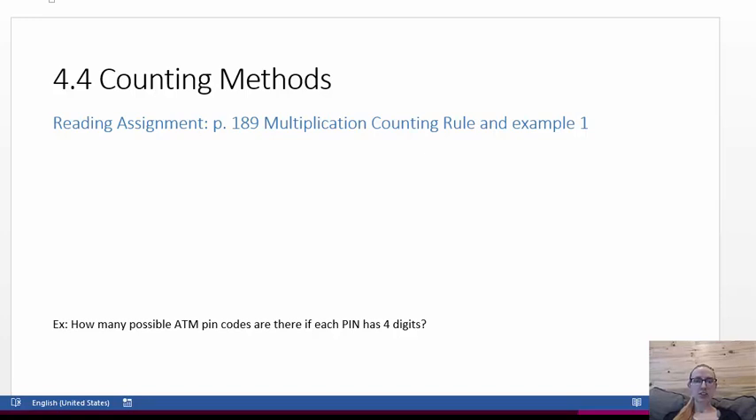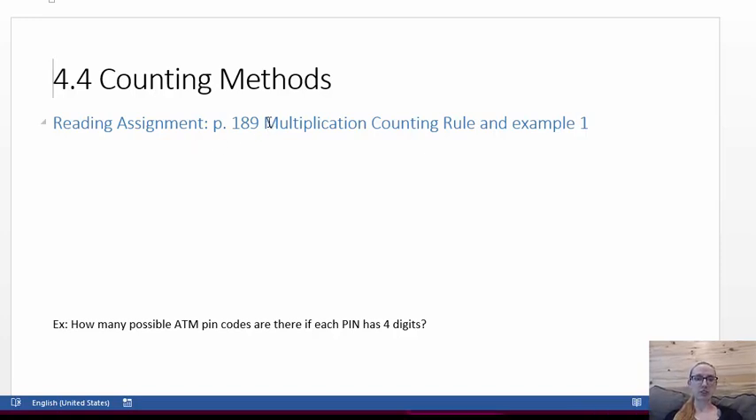Good morning, everyone. I just wanted to go through these 4.4 notes with you so that you can get through these examples and hopefully be able to start on the homework for Monday. So if you haven't already, take a look at page 189, the multiplication counting rule.